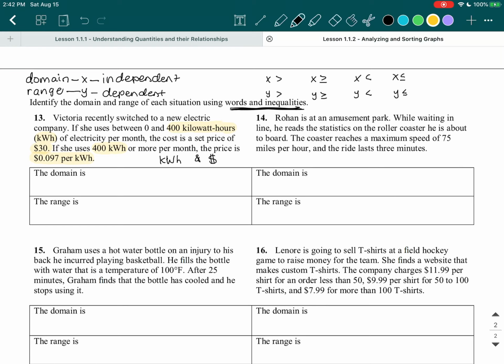Okay, so now we have to think which one depends on which one. Victoria is going to go to her house and she can live in complete darkness and never turn on her lights. Or she can turn on her lights and use it for a little bit. And what's going to happen when she uses some electricity? The cost is going to go up, right? So the cost depends on the electricity. The dollars depends on the kilowatt hours. The dollars represents the cost, and it's dependent. So let's write here, cost, because it's dependent. And then independent is her electricity.